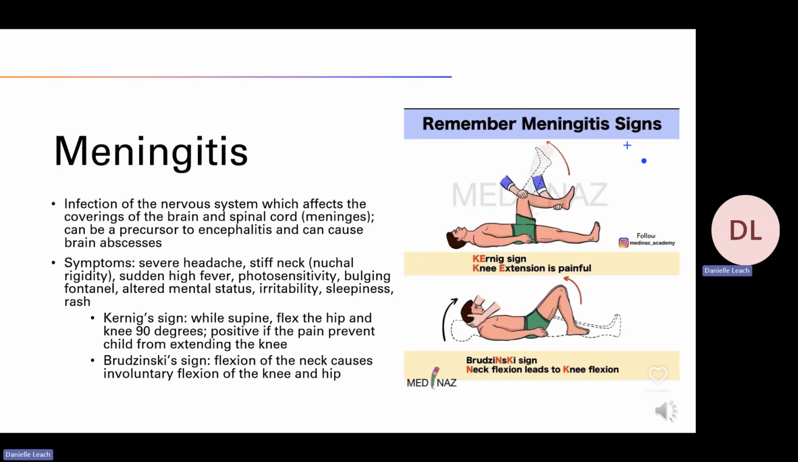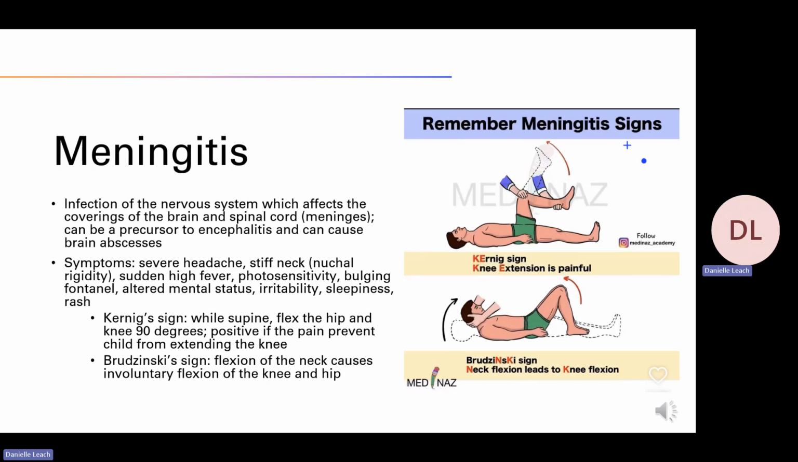So some common symptoms of this are a very, very bad headache, a stiff neck, which is called nuchal rigidity, sudden high fever, sensitivity to light, a bulging fontanelle in a baby, altered mental status, so the person could be lethargic, even comatose, irritability, sleepiness, and a rash.